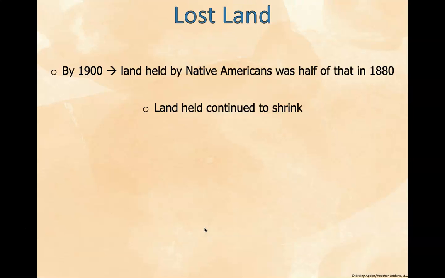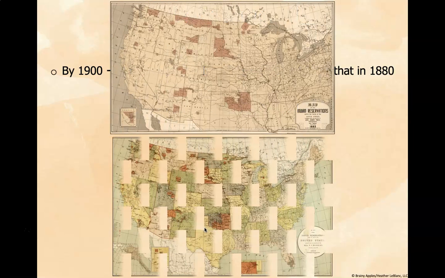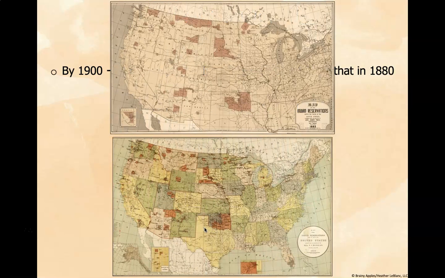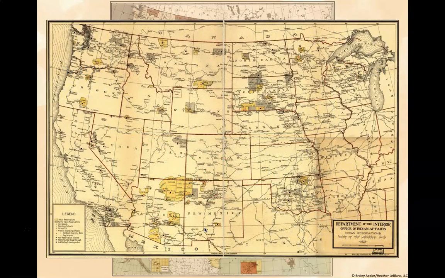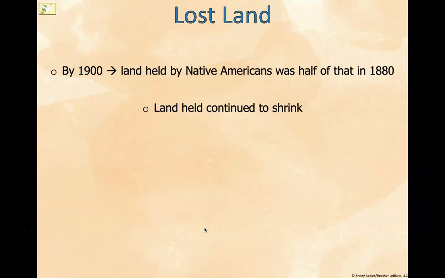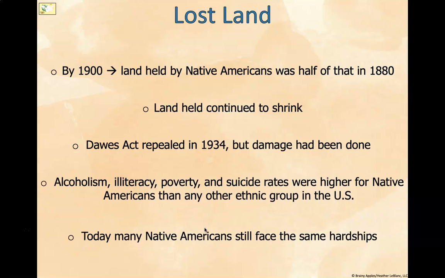Lost land. So by 1900, land held by Native Americans was half of what it was in 1880, and the land held continued to shrink. So this is a picture of before and after. The Dawes Act was repealed in 1934, but the damage had been done.